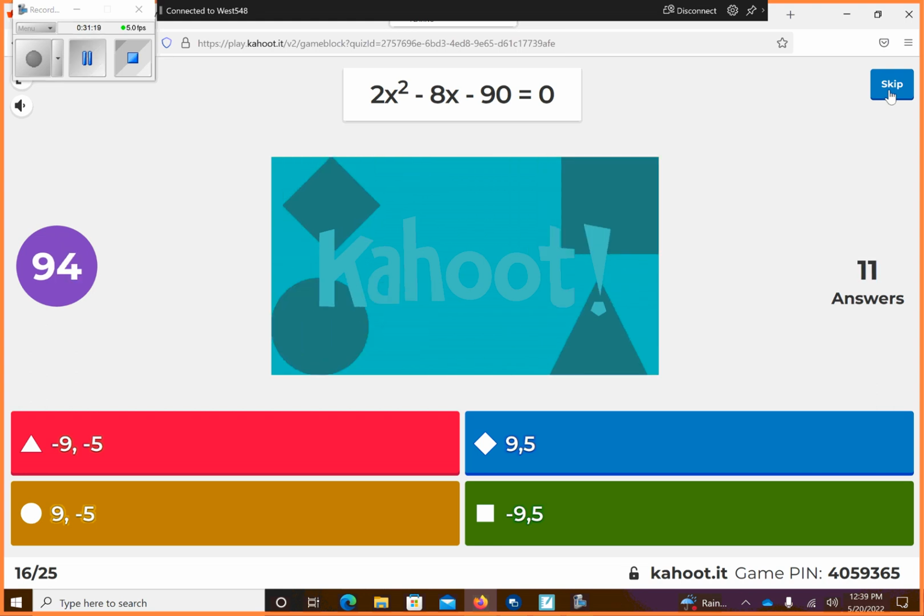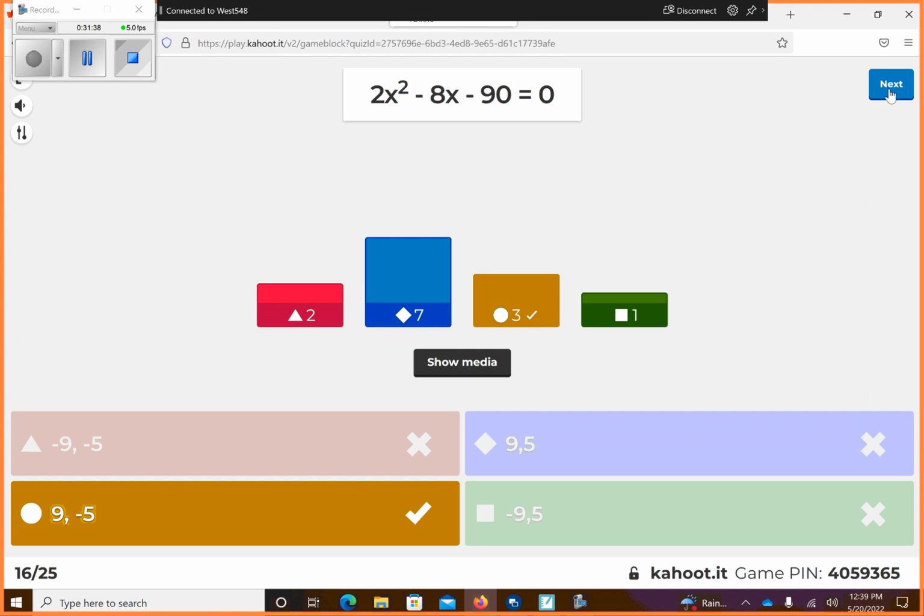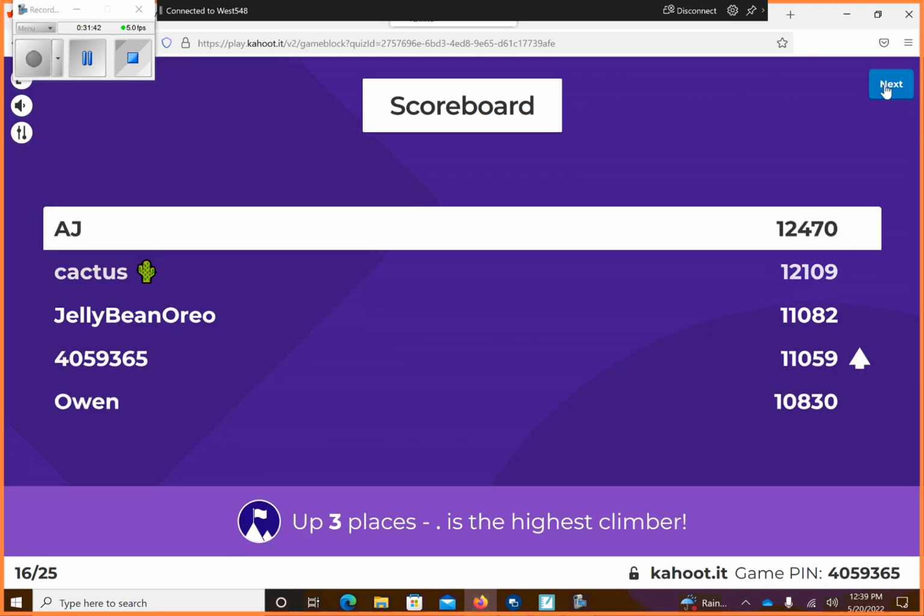I got it wrong. Meaning that Jelly Bean Oreo is in first place. One's positive, one's negative. So I think it's going to be positive 9 and negative 5. Yellow, gold, circle. I'm sucking. I'm still on the podium though. I'm disappearing.